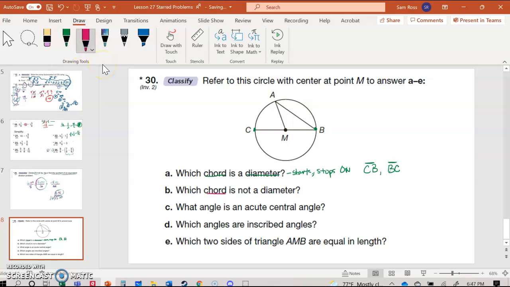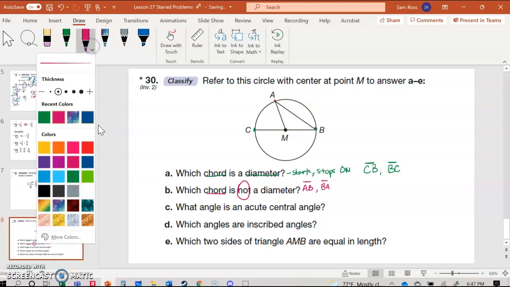Okay, let's do a different color. A chord, again, starts and stops on the circle. That is not a diameter. So the only other chord on this is AB, here to here. So you could say AB and it's a segment, or you can say BA. Either one of those works.